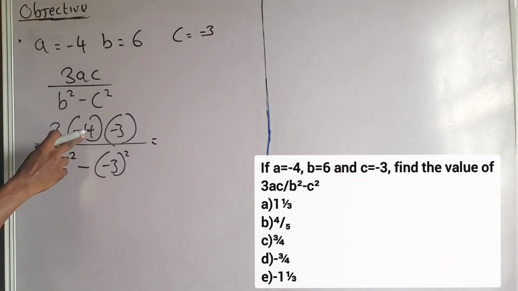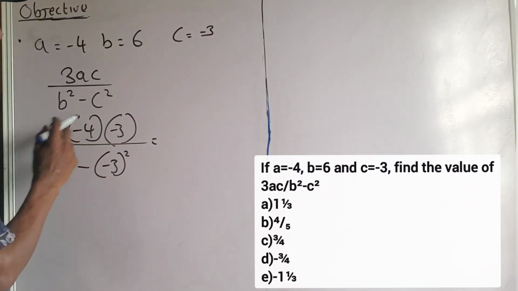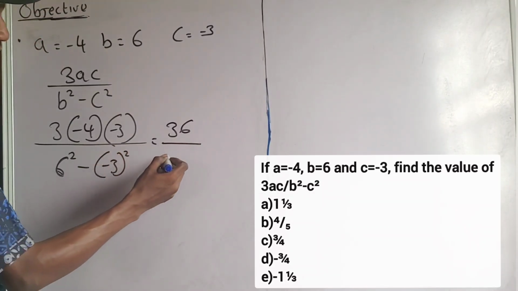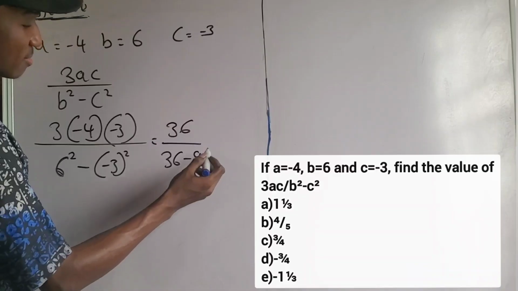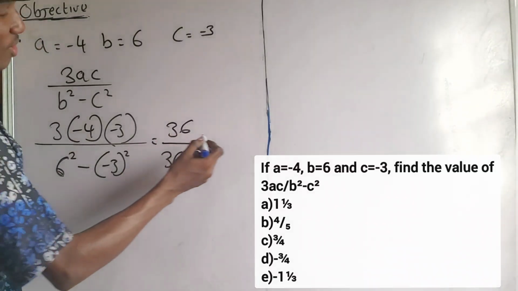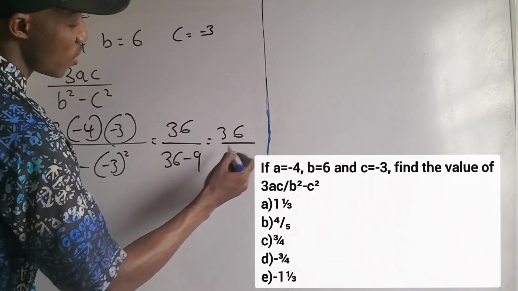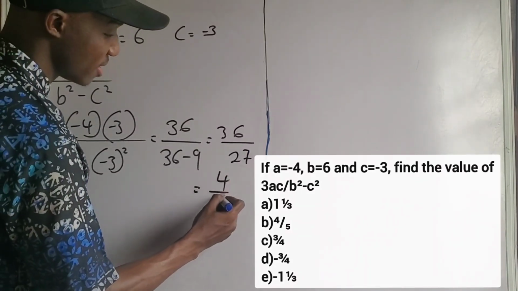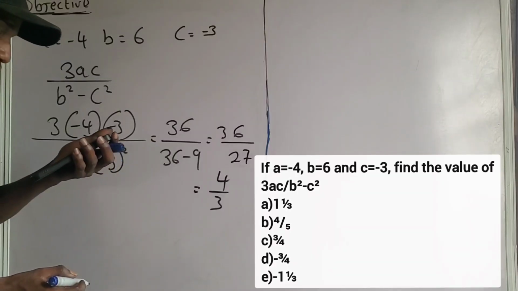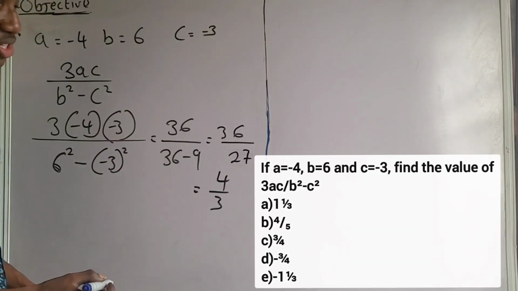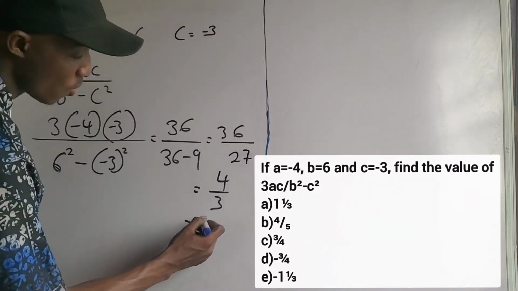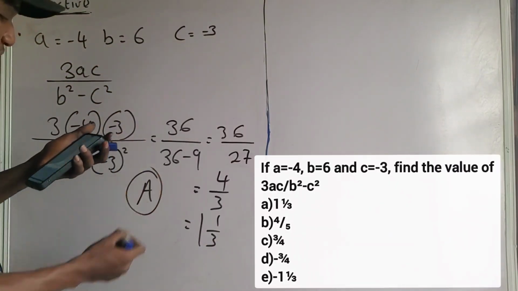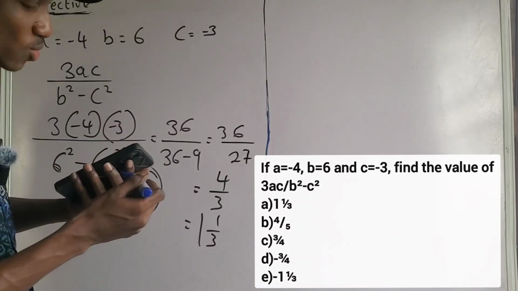We simplify. Minus 4 times minus 3, that is 12. 12 times 3, that is 36. Negative 3 squared is 9. I'm going to have 36 minus 9, because C squared is 9. 36 all over 27. Reduce this to the lowest term, I'm going to have 4 over 3. Now, in the option, we didn't have 4 over 3, so we're going to change this to mixed fraction. 4 over 3 is 1 whole number 1 over 3. So the correct option to this question is option A. Do you understand? Okay, let's proceed to the next question.